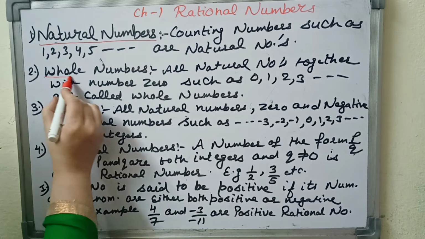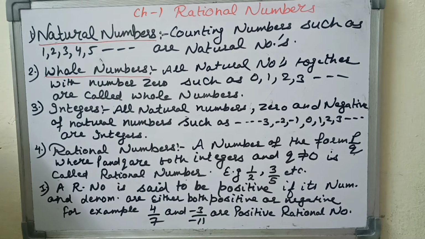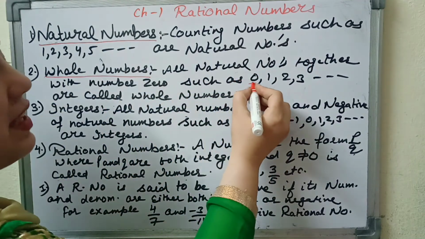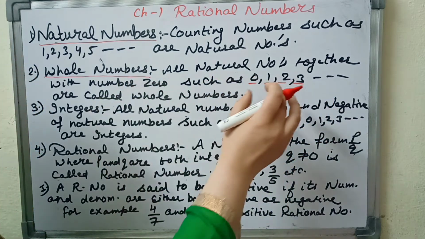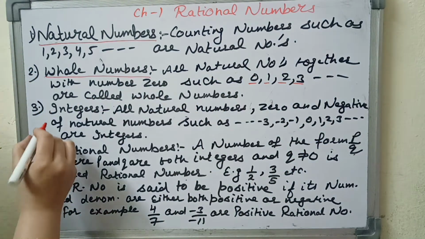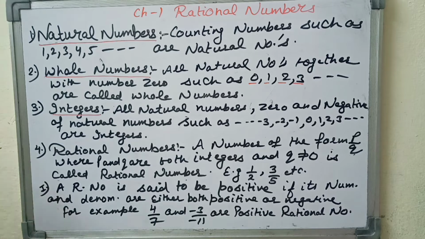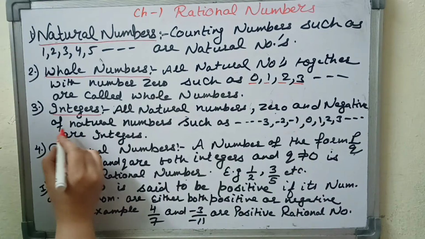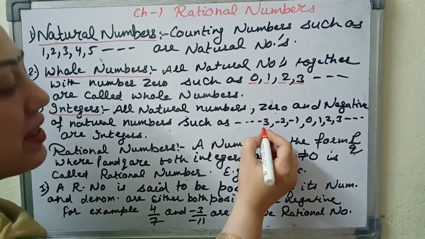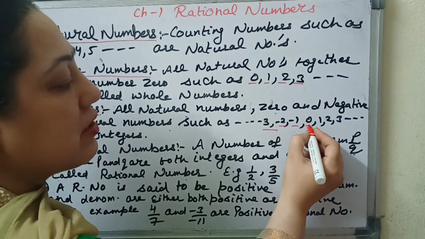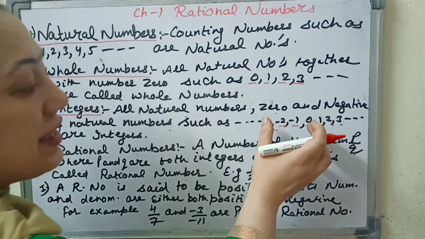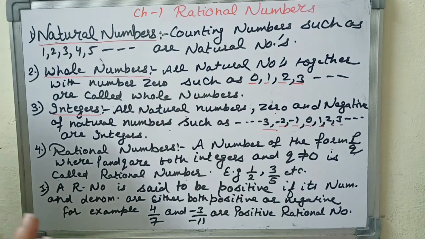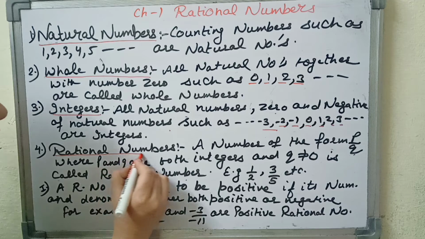Second is whole numbers. What are whole numbers? The natural numbers together with the number 0, such as 0, 1, 2, 3. These all numbers form the whole numbers. And third definition is integers. All natural numbers including 0 and negatives of natural numbers, such as -3, -2, -1, 0, 1, 2, 3. These numbers include both positive numbers as well as negative numbers. These are called integers.